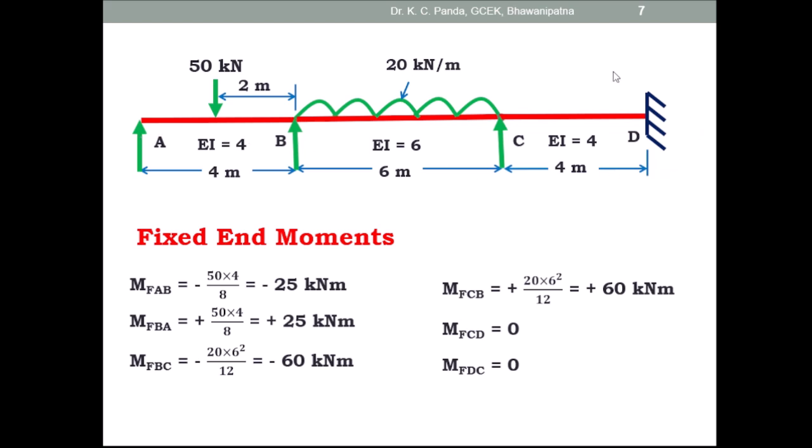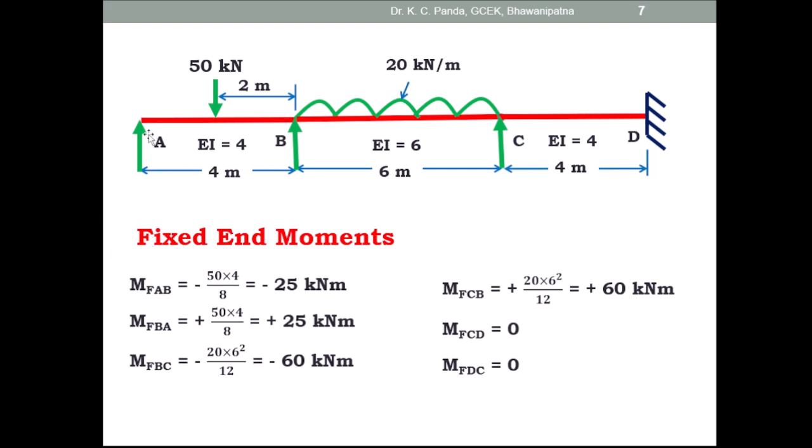So this is the shape of the frame A, B, C, D. This is 4 meter AB, BC 6 meter and CD 4 meter. And the load given is 50 kilonewton, which is present at the midpoint of AB, and 20 kilonewton per meter UDL is present on the span BC throughout the length. As you know, the first step you have to find out the fixed end moments.